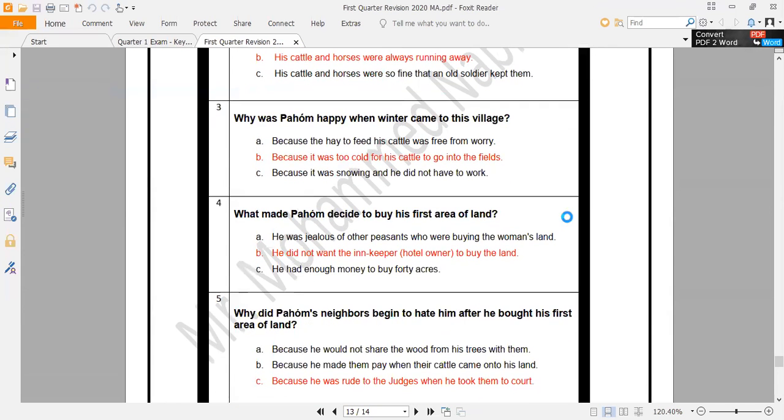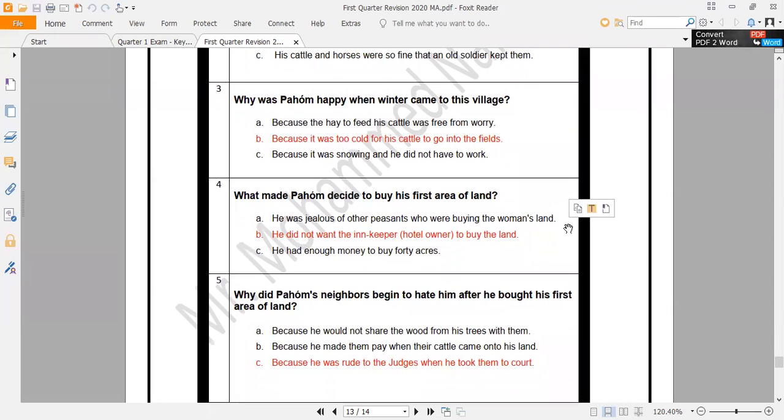Number four, what made Pahom decide to buy his first area of land? He didn't want the innkeeper to buy it, because the first time he bought land, a landowner who was a woman offered her own land for sale. And the innkeeper, what's an inn? An inn, in Arabic, is called hana. It's like a motel, like a small hotel.